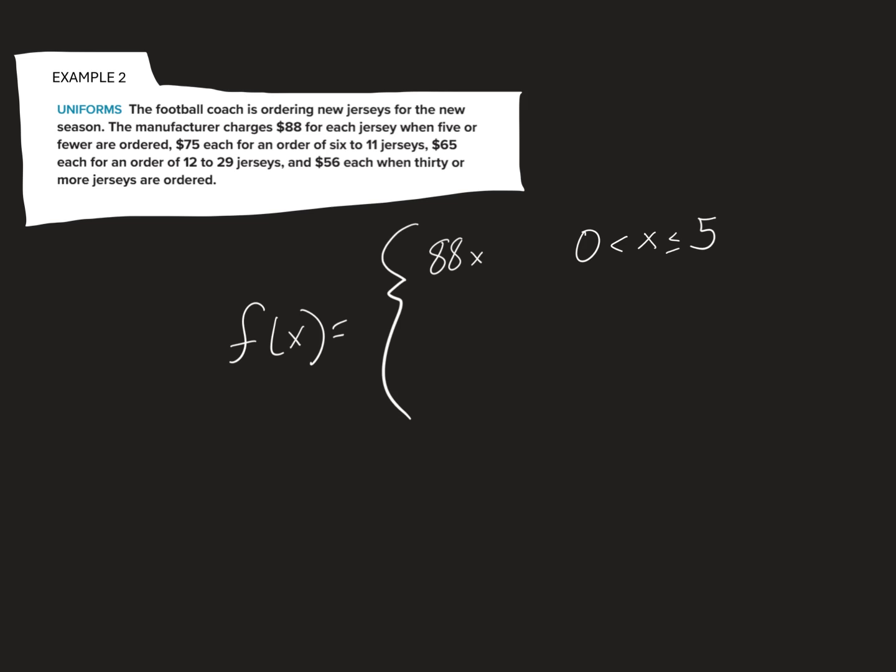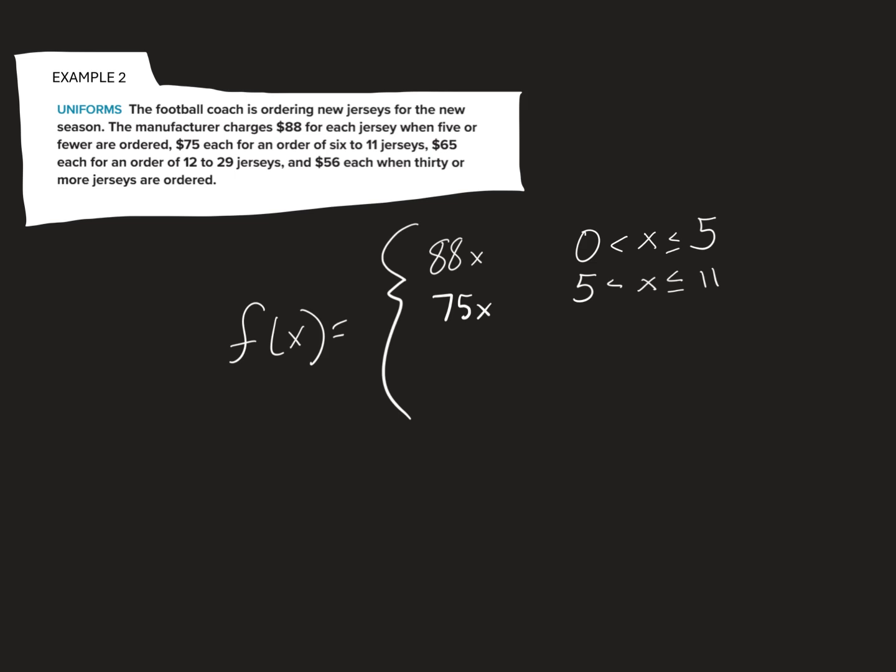My next piece comes from that next statement, $75 each for an order of 6 to 11 jerseys. So $75 each. We have to consider that 6 to 11 range. You're ordering more than 5, but less than or equal to 11. And I know it said 6, but isn't 6 greater than 5? With a piecewise function, these two pieces here will have this in common. This one will be a closed circle. This one will be open. That would keep it a perfect piecewise function. So we have to consider that.